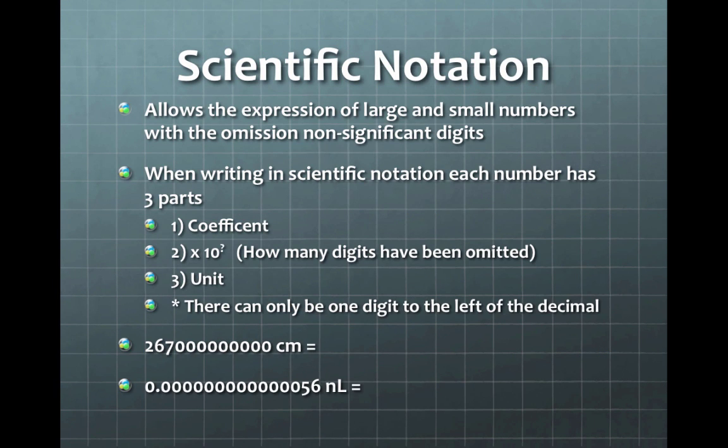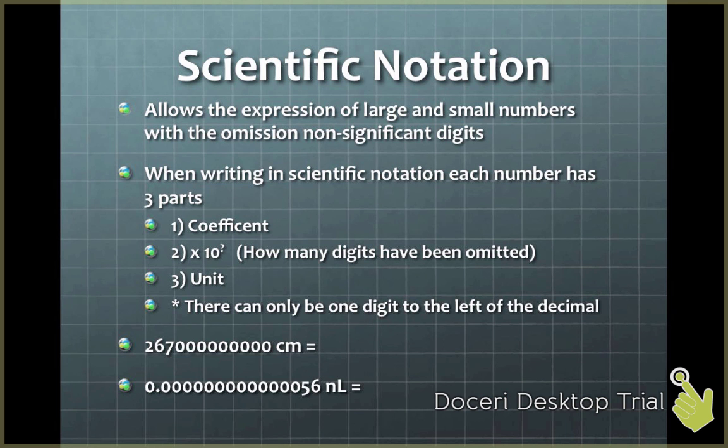Okay, the next thing we're going to talk about is something called scientific notation. Scientific notation allows us to express really big numbers and really small numbers without any of the non-significant digits. Now we're going to talk about significant figures in the next video, but basically we're going to ignore the zeros.